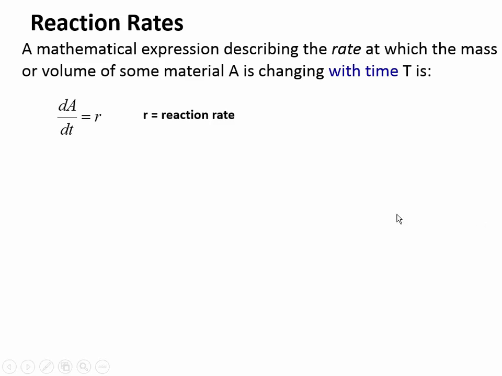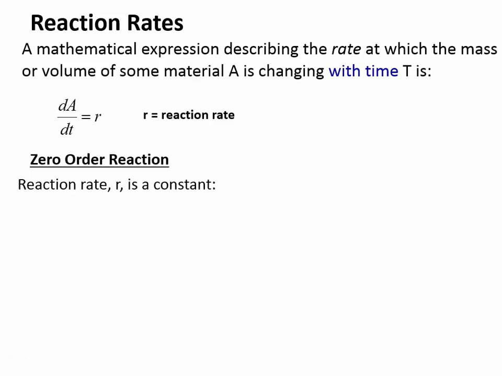So a reaction rate just tells you how quickly the mass or the volume of some material is changing over time. And if you look, R is defined as the change in amount with respect to time. So dA/dt. It's the change of mass or the change of volume over time. There's three kinds of reactions we'll talk about: zero order, first order, and second order. And I'll explain on the coming slides what each of those means.